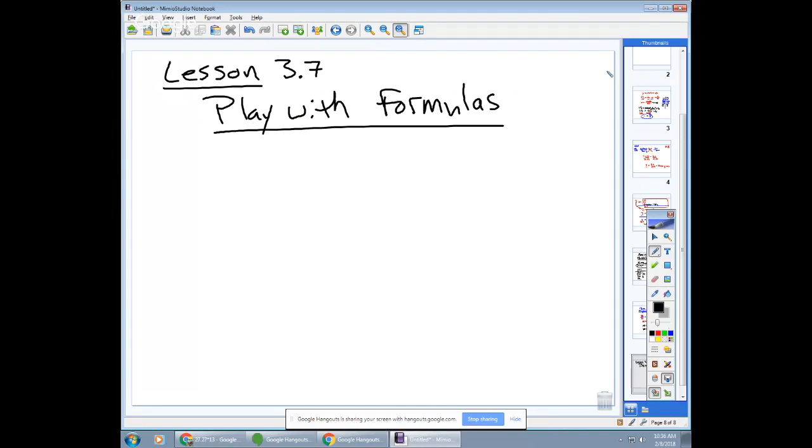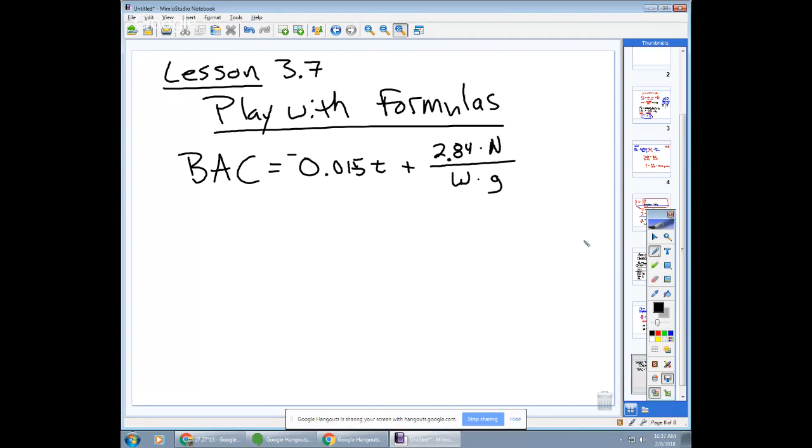So playing with formulas. One of my favorite formulas this quarter was the BAC formula. Blood alcohol content of a person is related to this formula: negative 0.015 times the hours since the first drink, plus a fraction that had 2.84 in the top, times the number of standard drinks they had, divided by their weight in pounds, times their gender factor. And G was either equal to 0.68 for a male and 0.55 for a female.